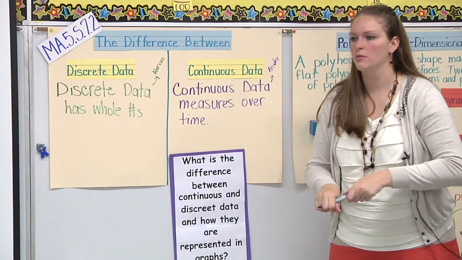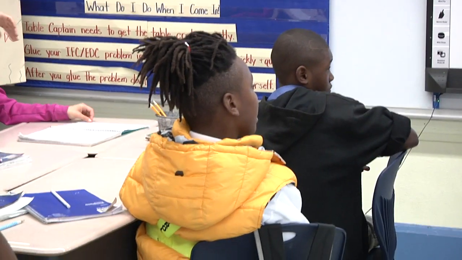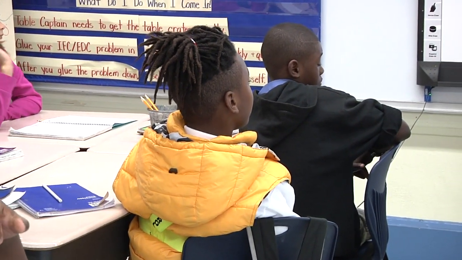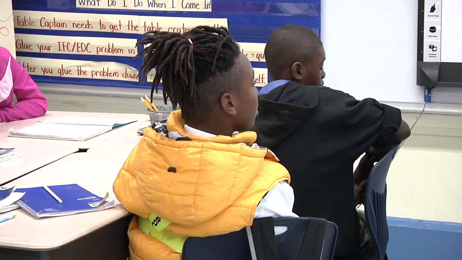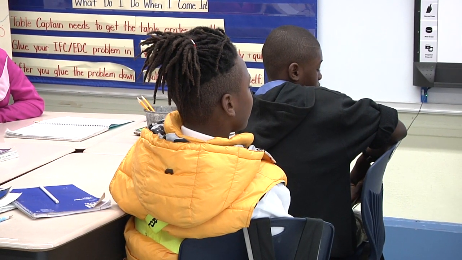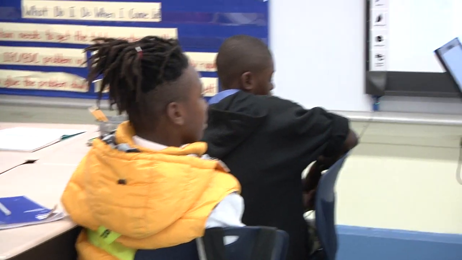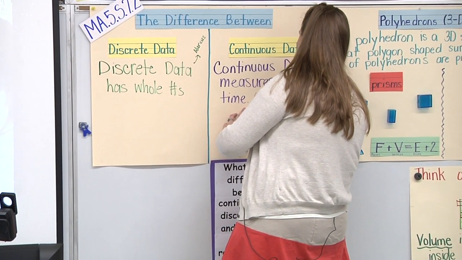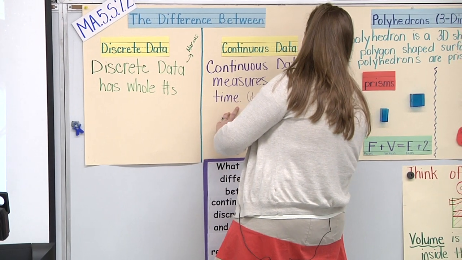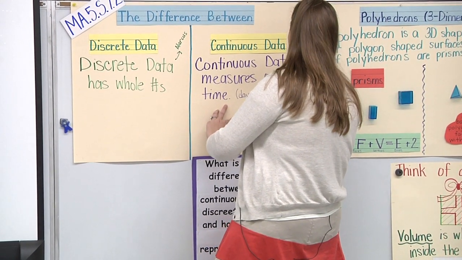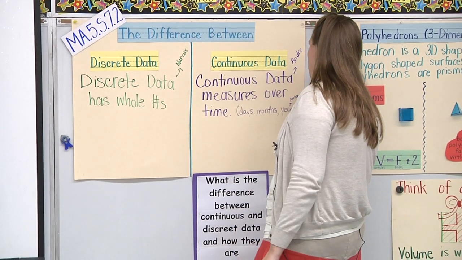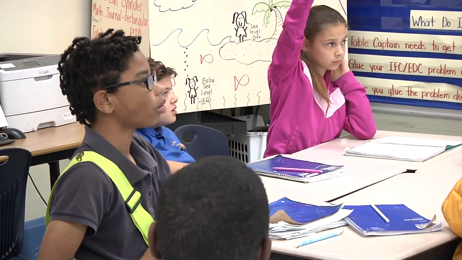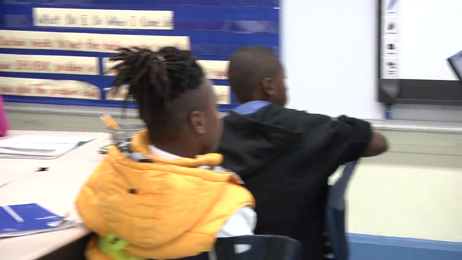What else are we thinking? Antonio? Continuous data can be measured. When it's measured over time, it can be measured with months, days, years, and time. Okay, so with time, I'm going to add on there that you say days, months, years. That's a good addition, yeah. Okay, Antonio. Megan, what do you think? Oh, we can have decimals. Okay.